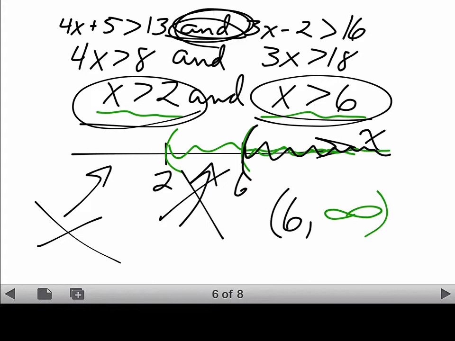Now, suppose this inequality was a little bit different to begin with.